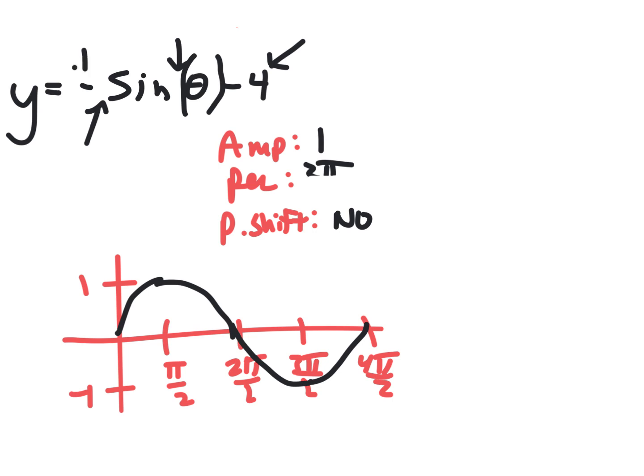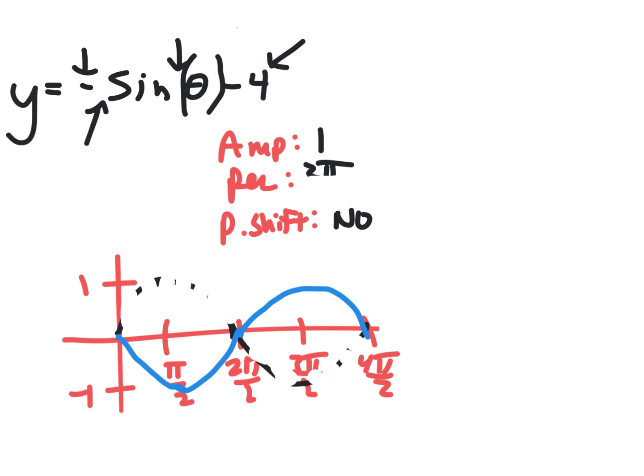Now I got to do this negative. That makes the whole thing flip over. And it goes like that. Do you get that the black one's gone now? That was the original parent one. And now we've got the blue one.